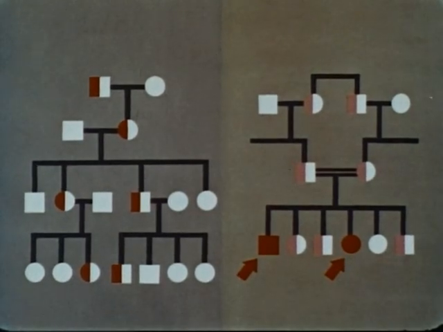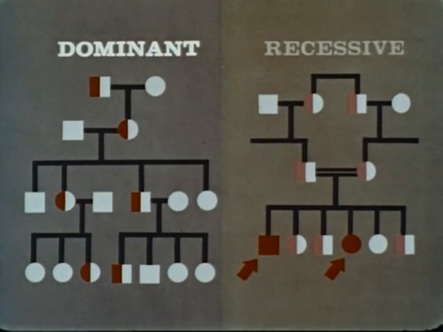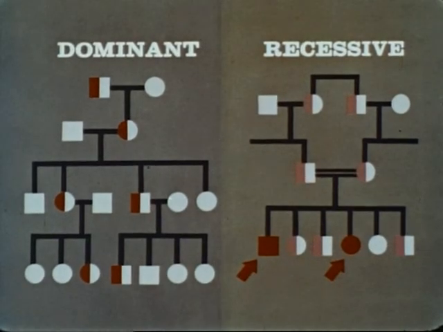Traits observable in the heterozygous person are termed dominant, whereas those which occur only in persons homozygous for the given gene are termed recessive.